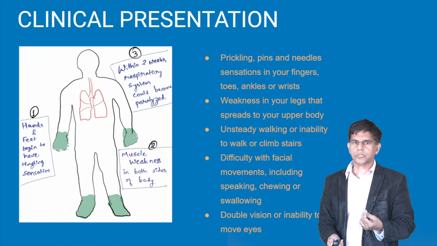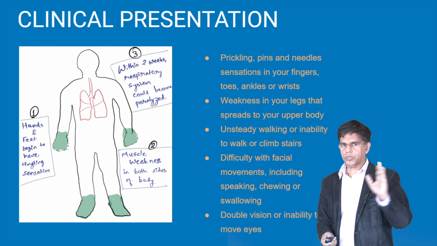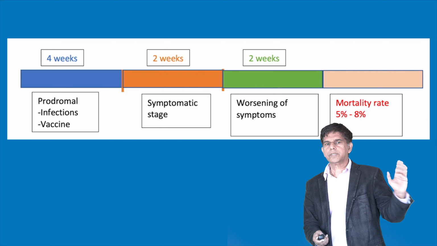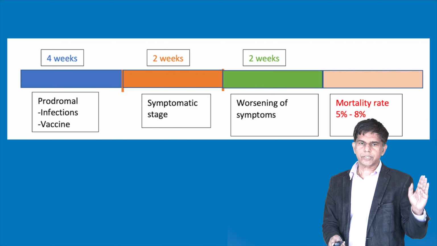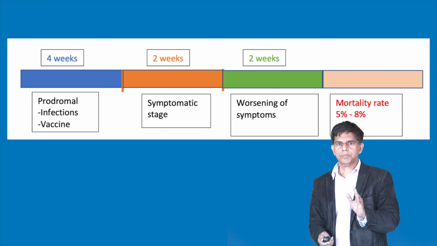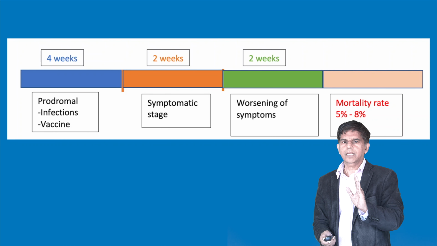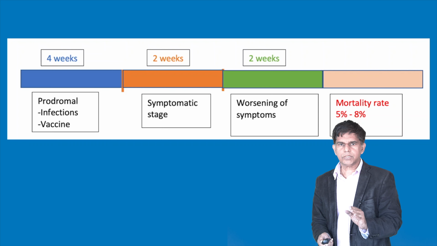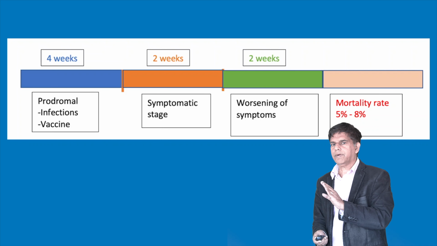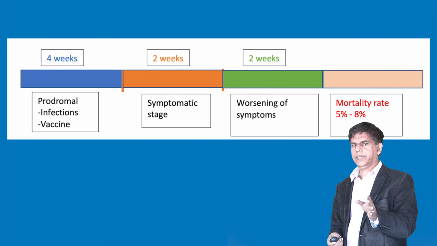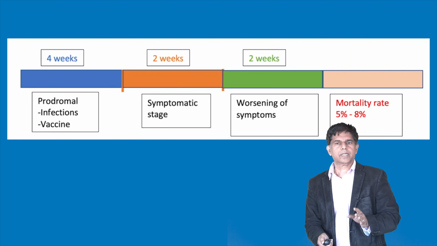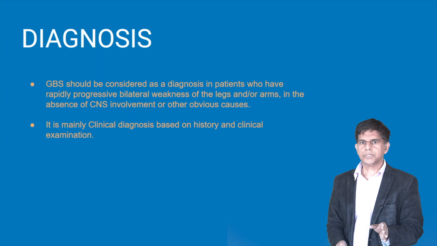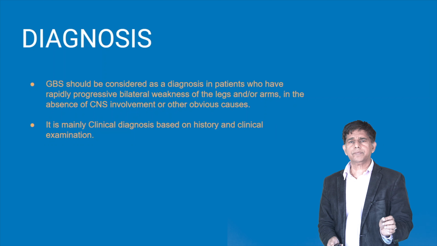If you look at this picture, 4 weeks ago, if you look back, you'll find the patient had a prodromal infection or maybe a vaccine, and the symptoms started, staying on the low side in the symptomatic stage for 2 weeks. Then after 2 weeks, there's worsening of the symptoms, ending up in the ICU, and the mortality rate is around 5 to 8%. Diagnosis: mainly you get your history and physical.